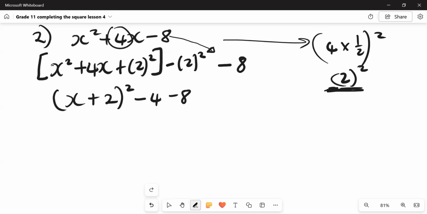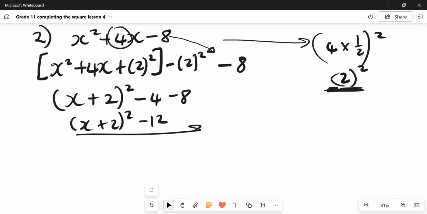And then from here, you just simplify further. You'll have your x plus 2 squared minus 12. And then from here, it's just the repetition of everything. Let's go to example 3.